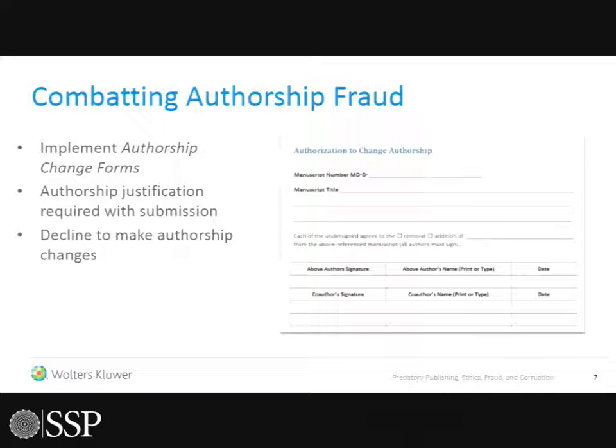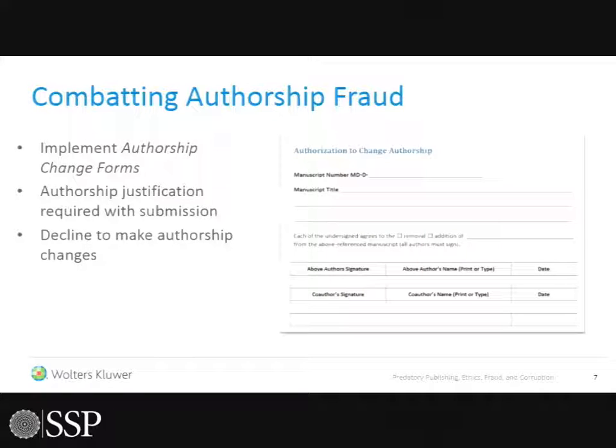So there's a few things that we've implemented at WK titles, one of which is authorship change forms. So when the corresponding author says, I'd like to remove this person, or more likely, I'd like to add a person, there is a form that they must submit that is signed by all of the parties involved. So the author who's being added or removed, all of the co-authors, the corresponding author. It's just one more hoop to jump through. It makes sure that it's not just one rogue author making changes, that all of the authors understand that this person is being added or removed, and they agree with it.